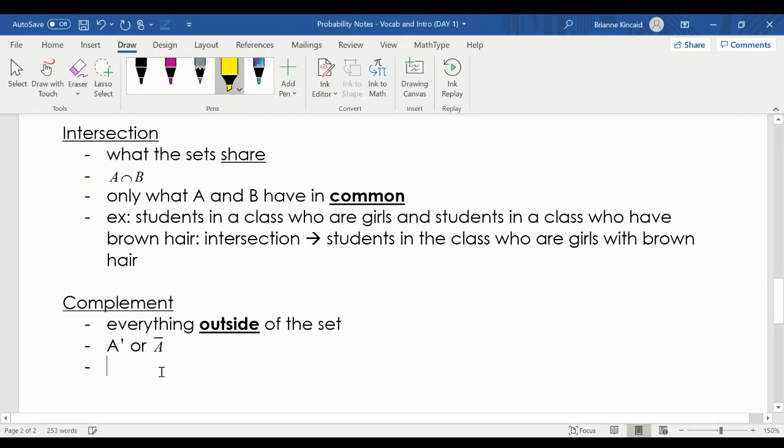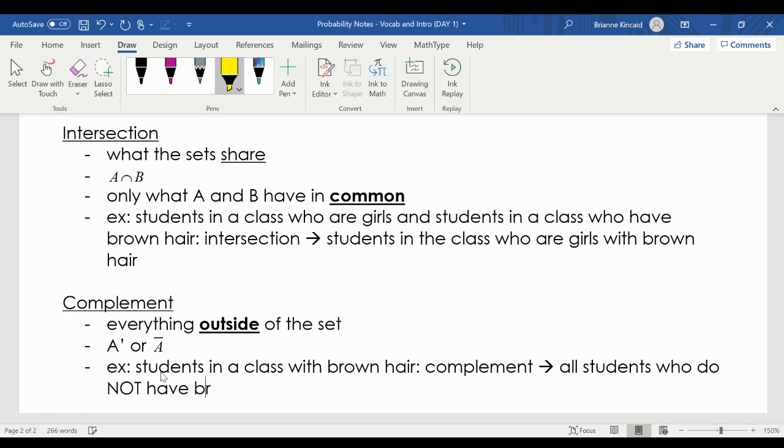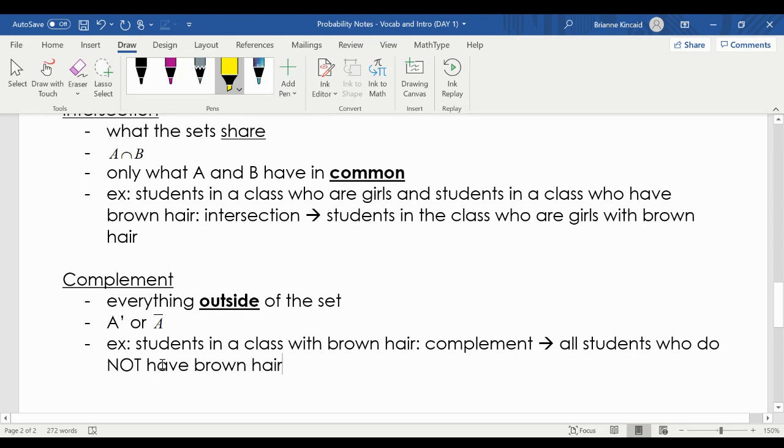And I'm going to take the example this time, students in a class with brown hair. The complement would be all students who do not have brown hair. So blondes, redheads, black hair, purple, basically anything that is not brown hair. So that's the first part of probability that we're going to be talking about. Just a quick overview of all the vocab that you need.